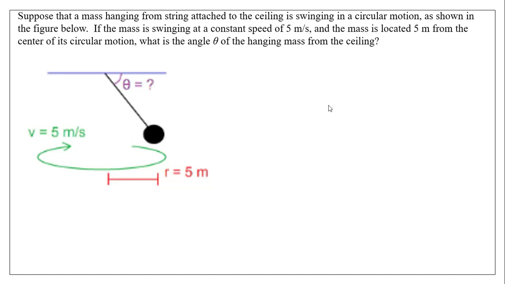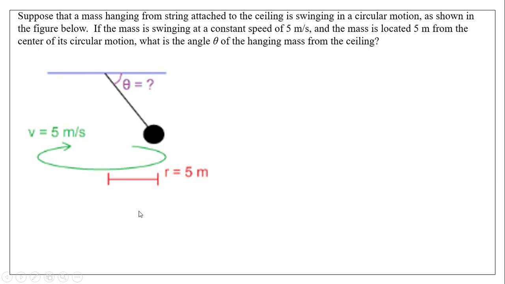So here it says suppose that a mass is hanging from a string that's attached to the ceiling. It is being swung in a circular motion. It says that the mass is swinging at a constant speed of 5 meters per second, and then the mass is located 5 meters away from the center of the circular motion. What is the angle theta of the hanging mass from the ceiling?